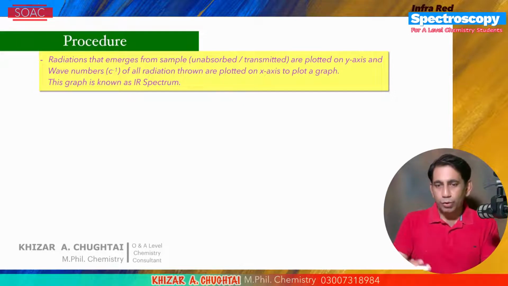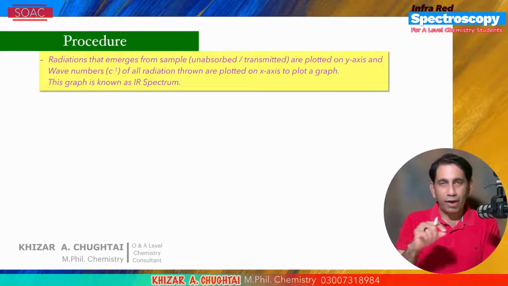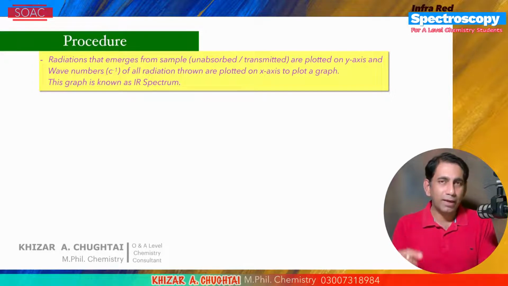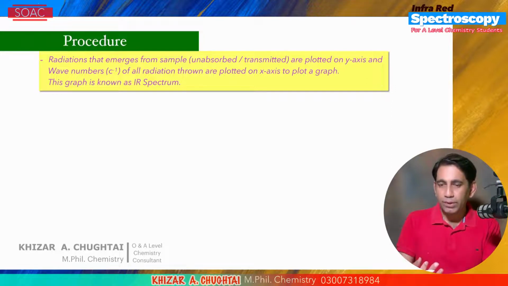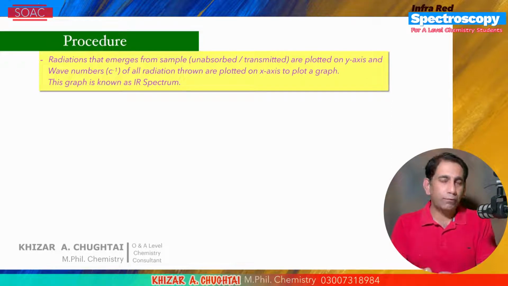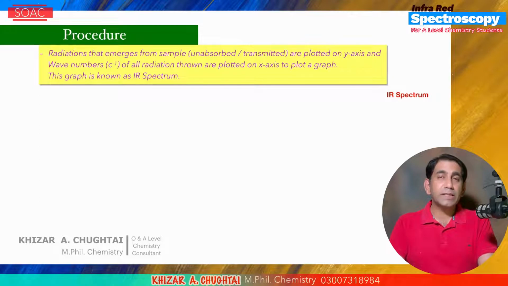And as I told you, we are going to measure the different wave number radiations, with respect to their wave numbers: how many different types of wave number have been absorbed, and the rest will be transmitted. So let's see over here, this is said to be an IR spectrum. Now let's see what an IR spectrum is.